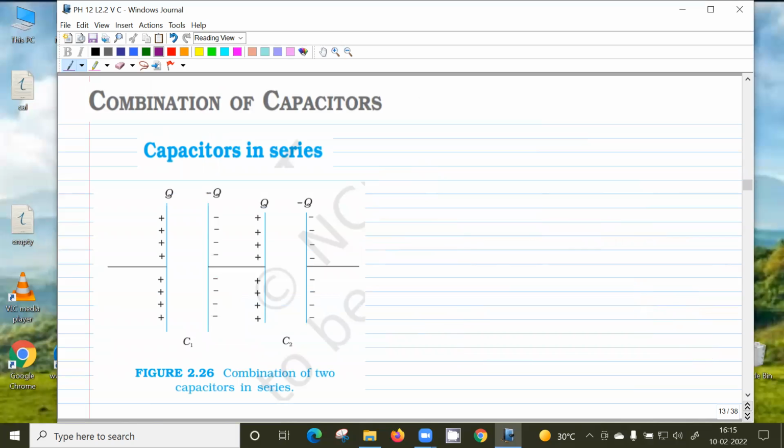Okay, so we can combine capacitors. Here there are two capacitors, C1 and C2. If you have to replace them by a single capacitor, what will be the value of that capacitor? I have put an equivalent capacitor. So what will be the value of this equivalent capacitance in terms of C1 and C2?